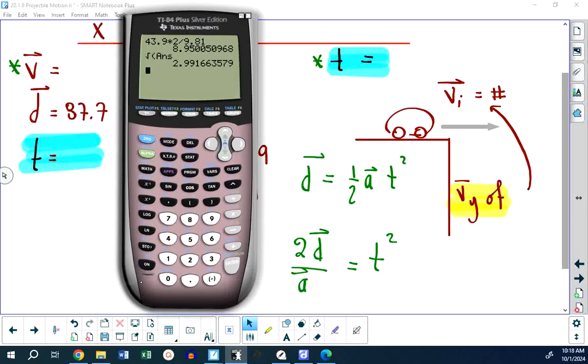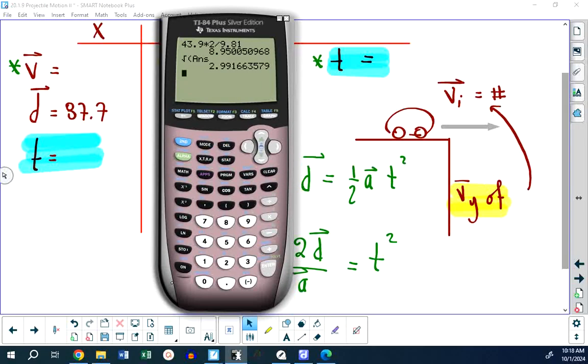That time now is the time over here as well. And if I want to find the speed, I can take that distance and divide by that time and get 29.3 meters per second. It's over 100 kilometers per hour.